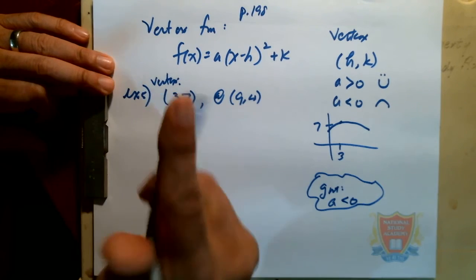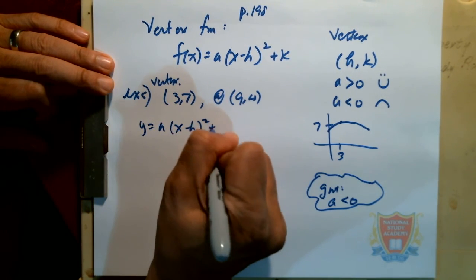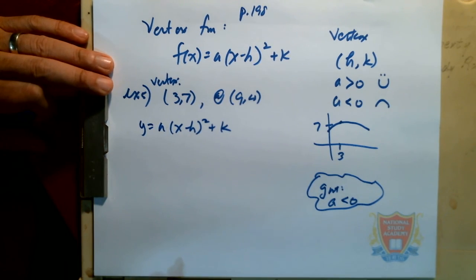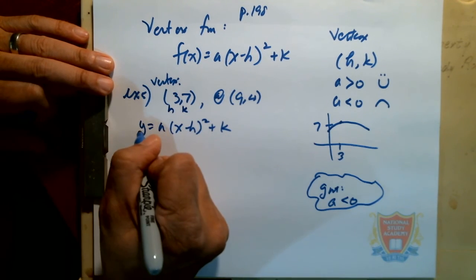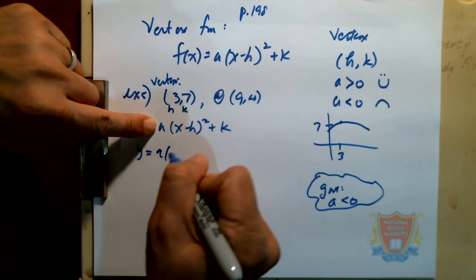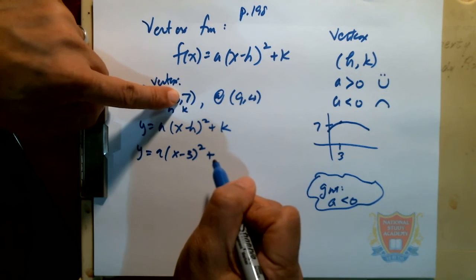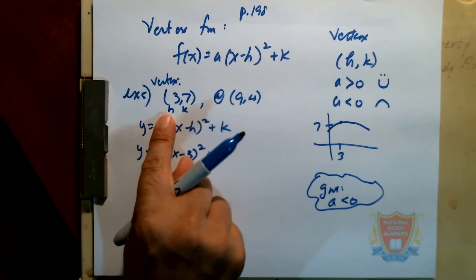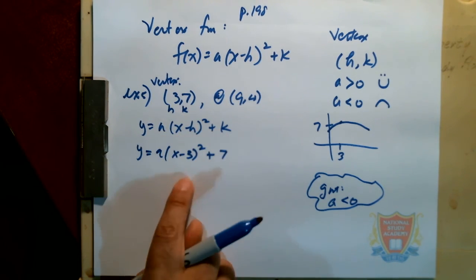So let's take a look. y equals a times x minus h squared plus k. Always write your formula down so that you know what points you're given. This is your h, this is your k. Substitute it in. y is equal to a times x minus 3 squared plus my k value, which is 7. So I put that 3, 7 so that I know which one goes first. h comes before k.